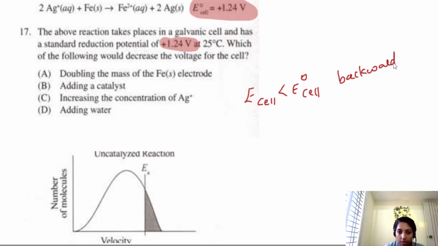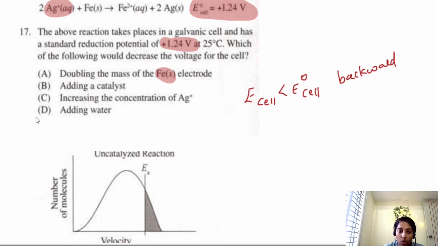Correct. So let's see. First one, doubling the mass of Fe. Fe is a solid, so it is not affecting. Correct. Adding catalyst also does not change the equilibrium, isn't it? Then increasing the concentration of Ag+. Ag+ is on the reactant side. So if you increase Ag+, again the forward reaction happens, so you get a higher E cell than E0 cell. Adding water, what about water?